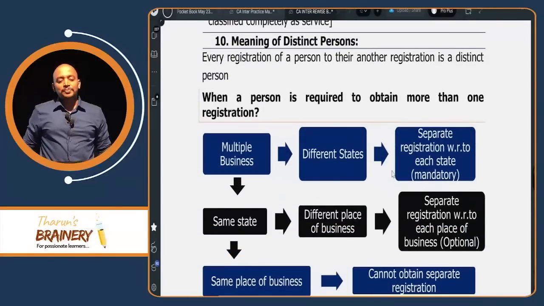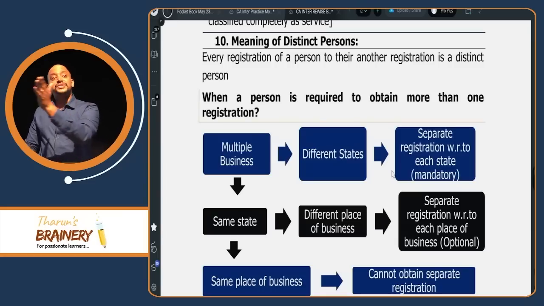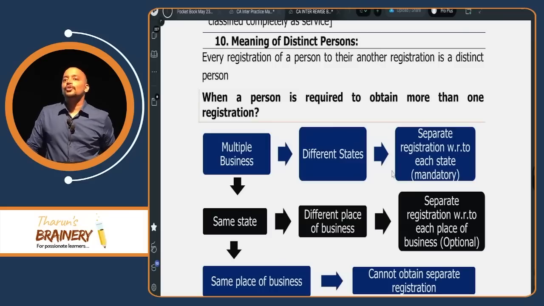Then we have the meaning of distinct persons. Who are treated as distinct persons? One registration of a person to their another registration is known as distinct person. When a person is required to get more than one registration, if they are doing business in more than one state, then in each state where they are making taxable supply, they need to get separate registration.